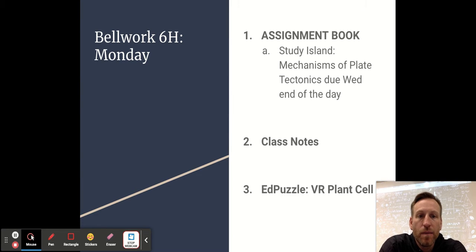Homework this week is Study Island, and the assignment is called Mechanisms of Plate Tectonics. It's that plate tectonics unit from back towards the beginning of the year in the fall. It's due Wednesday at the end of the day, 11:59, just like all of the other ones. Make sure you're keeping up with these. If you're not, this is going to turn into a huge amount of work if you have to do 4 or 5 of these in the last week and a half of school or so.